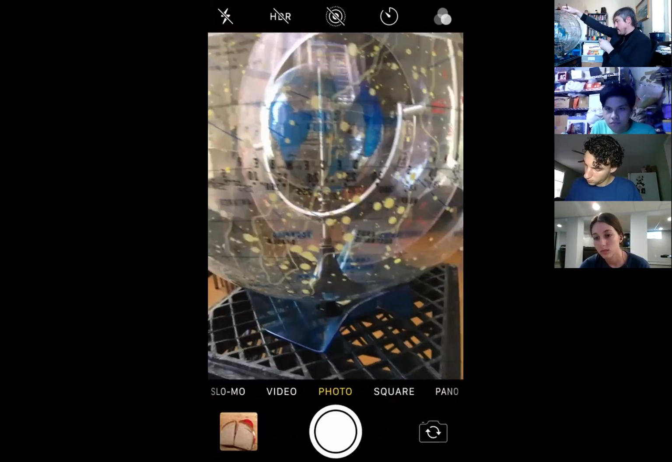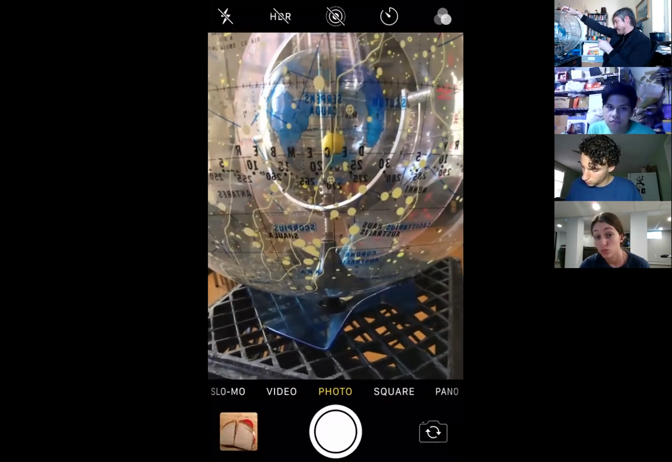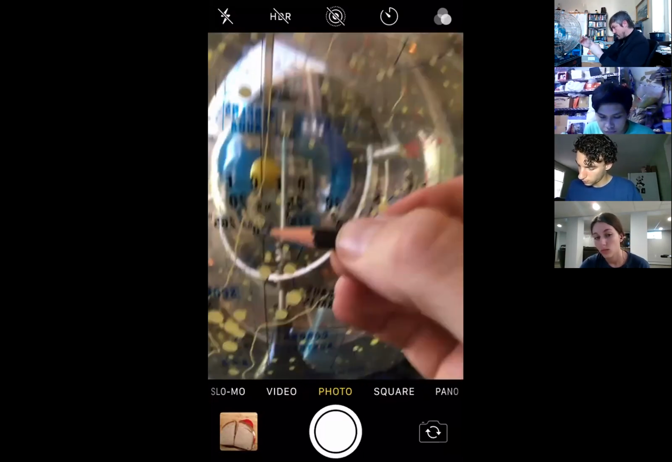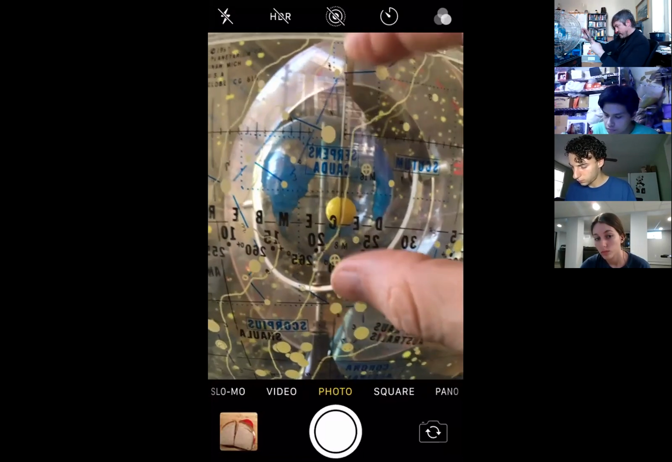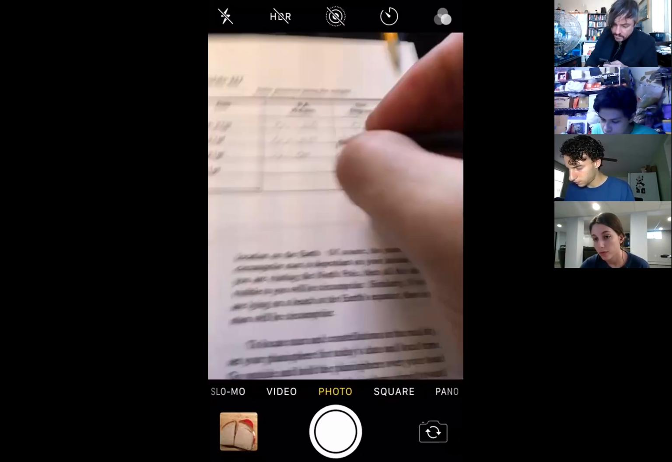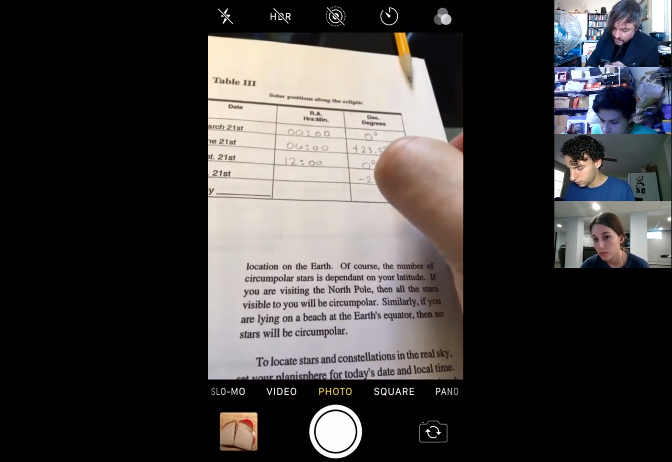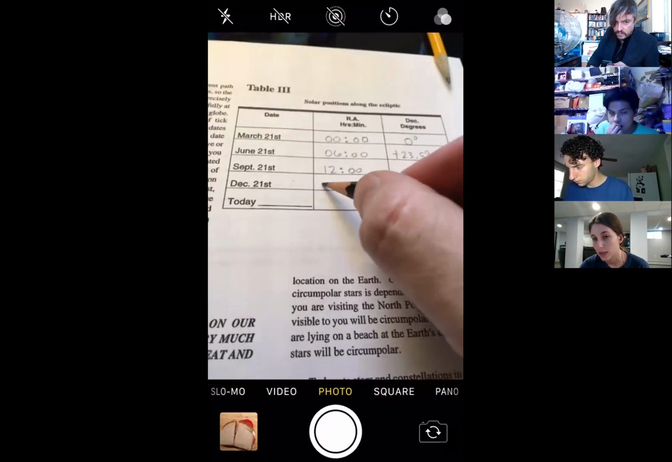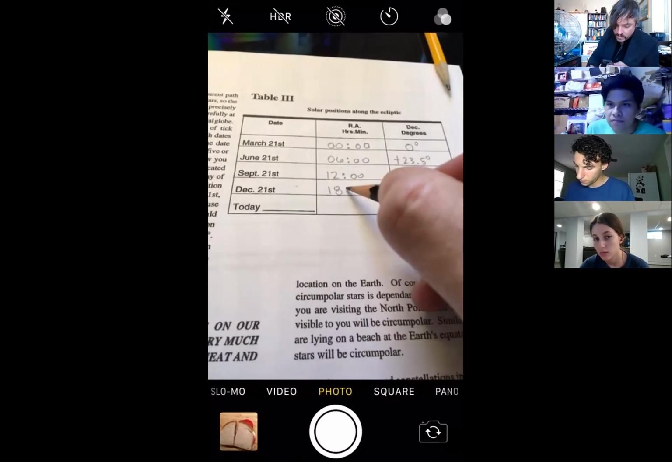Okay, December 21st. Let's move around here. All right, here we go. December 21st is right there on the ecliptic. And you guys already know what the answer is, right? How many degrees down are we? Negative 23.5 degrees. Okay. 1800 hours. Good.